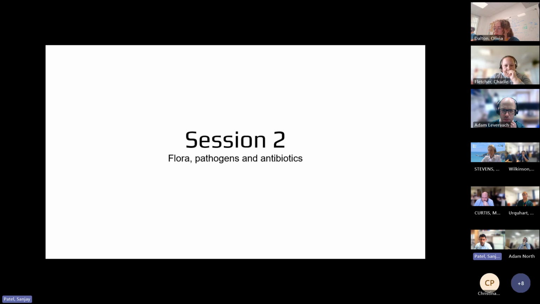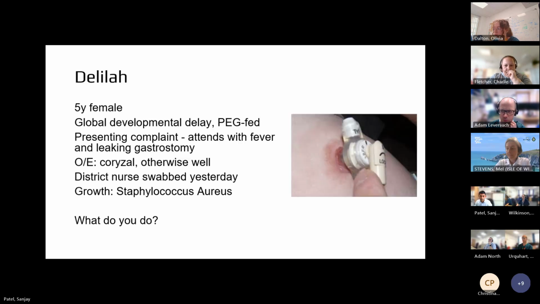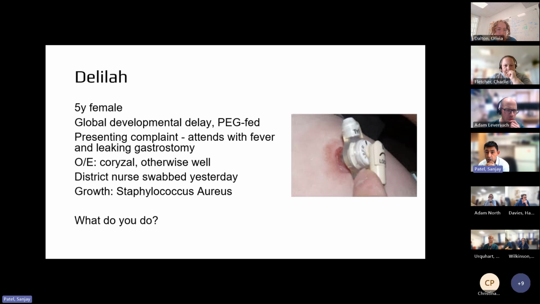But let's start with a case. Hopefully you can see this picture, and this picture is of a girl called Delilah, who's 5 years old, and she, like many of the children managed in our children's hospitals, has got global developmental delay. As I said last week, the face of paediatrics has changed markedly over the last 15 or 20 years, from what used to be acute paediatrics, where you'd get a load of bronchiolitics in and children with rotavirus and all sorts, to a brave new world of chronic comorbidities, chronic respiratory neurological conditions and cerebral palsy, and children with seizure disorders and all sorts.